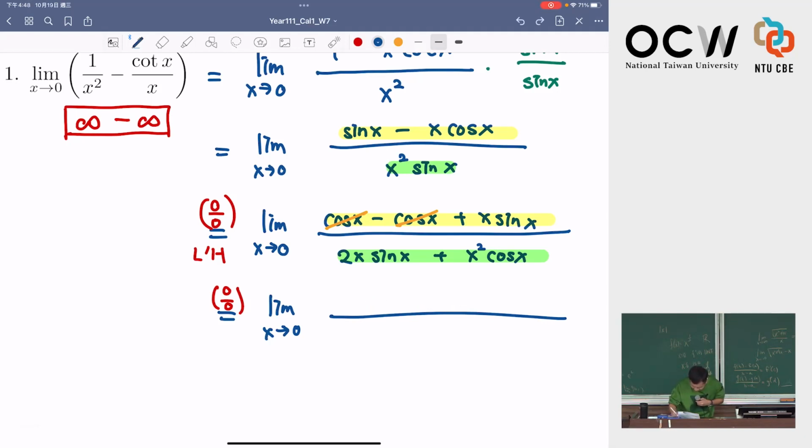There's an x that you can cancel, right? Then I actually get something a lot easier to differentiate. Then the numerator becomes just sine x, whose derivative is cosine x. And then the denominator becomes 2 cosine x, and then plus cosine x minus x sine x.